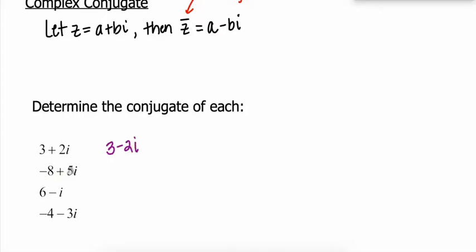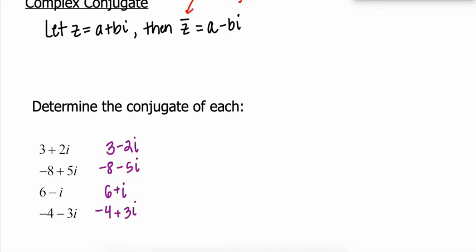The conjugate of negative 8 plus 5i: the real part keeps its value. The imaginary part changes its sign. 6 minus i: the real part keeps its value. The conjugate changes the sign of the imaginary part. Negative 4 minus 3i, its conjugate keeps the real part while changing the sign of the imaginary part.